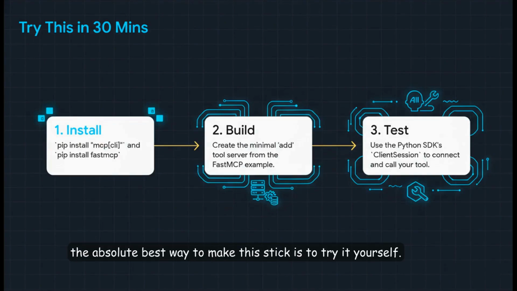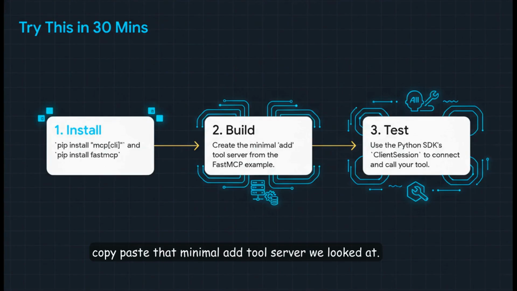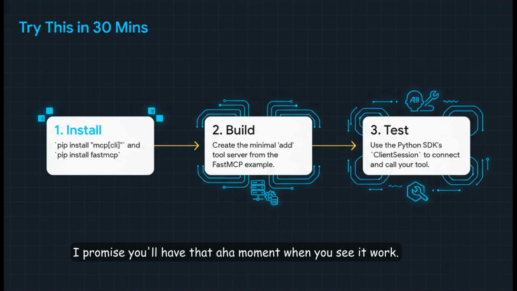Look, the absolute best way to make this stick is to try it yourself. So here's a little challenge for you, something you can do in the next 30 minutes. First, install the libraries. Second, copy-paste that minimal add tool server we looked at. And third, test it. Use the Python SDK to connect to your own local server and call that tool. I promise you'll have that aha moment when you see it work.